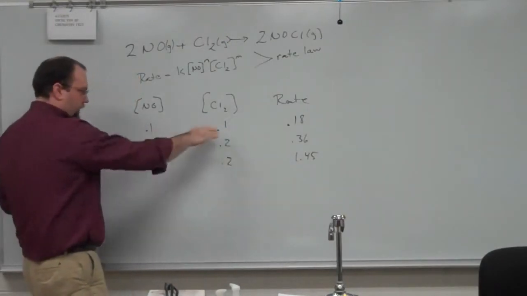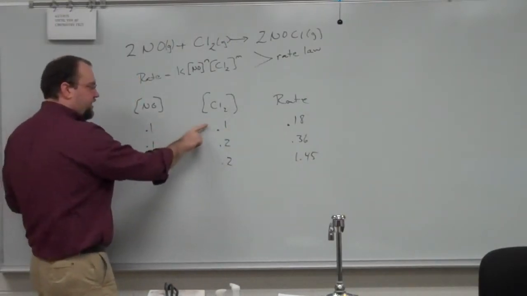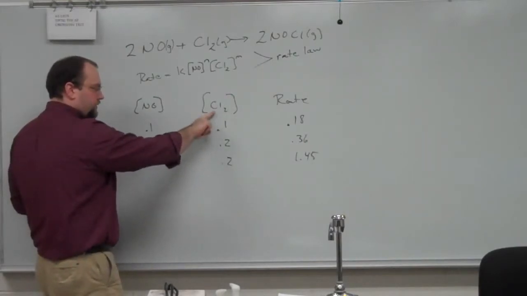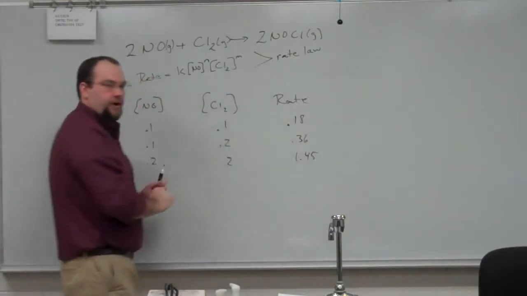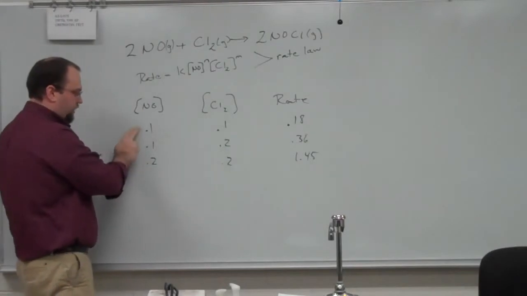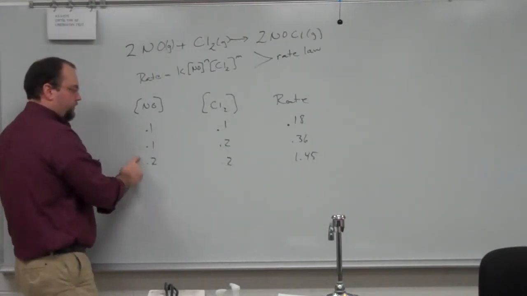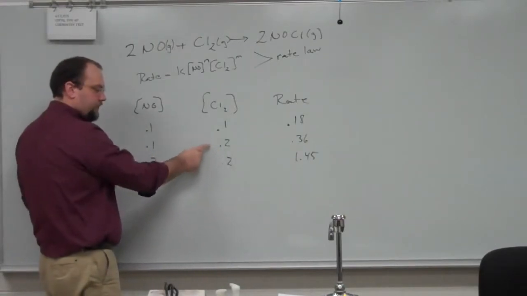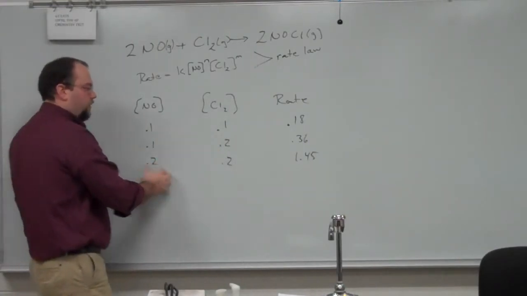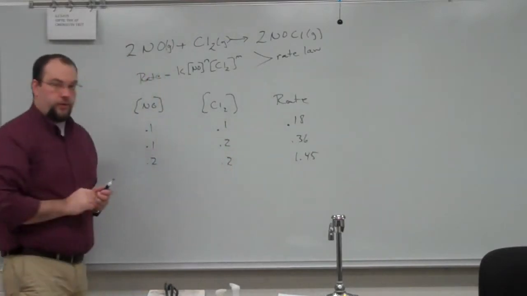So between trial 1 and trial 2, all they did was double the concentration of Cl2 and see what happened to the rate. Whereas between trials 2 and 3, they doubled the concentration of NO. See where Cl2 is the same? They doubled the concentration of NO and tried to see what it would do to the rate.